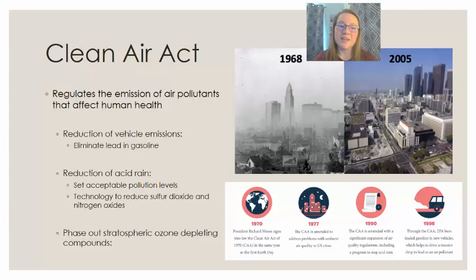Now, the way that this is done is by regulating vehicle emissions, and one of the things that they did was eliminate lead in gasoline, which is one of those 6 criteria air pollutants that we discussed earlier. The Clean Air Act has also helped in reducing acid rain, and we'll talk more about that in a later video. It set acceptable pollution levels, so it set limits on what was okay to emit into the atmosphere without significantly damaging those processes that are causing this pollution. This also has helped to phase out some stratospheric ozone depleting compounds, and we'll talk about that more later in the course.